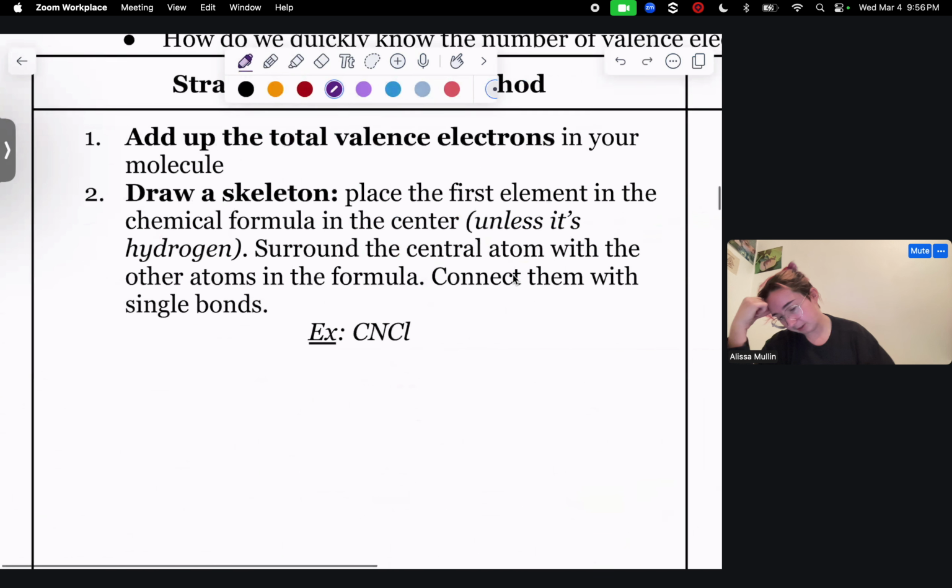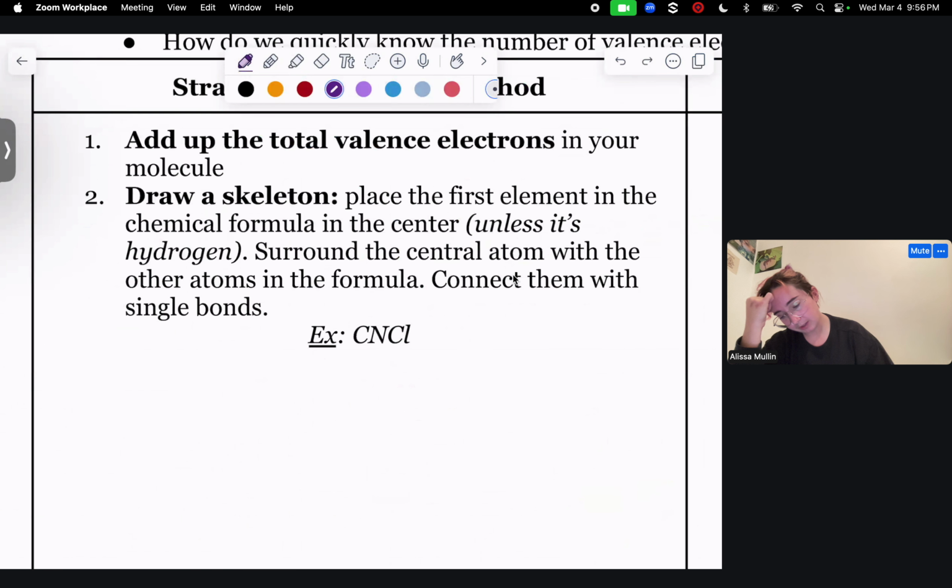Okay, let's try this side first. So I'm going to follow my steps. First thing, I have to see how many valence electrons there are, right?